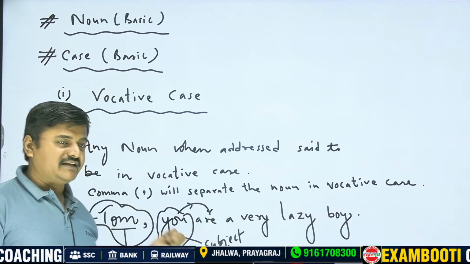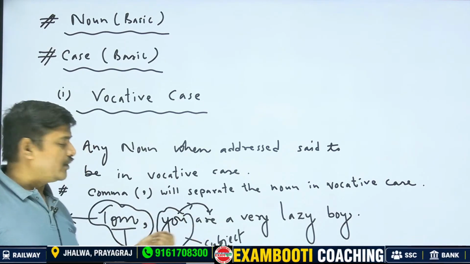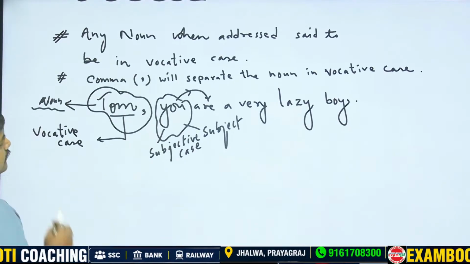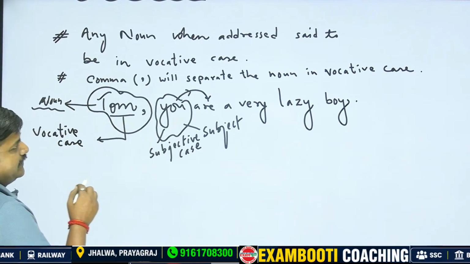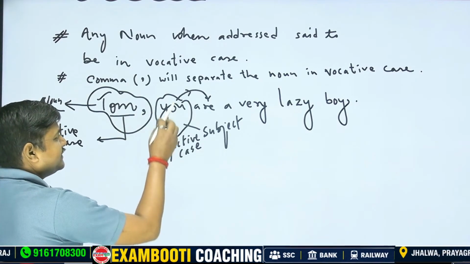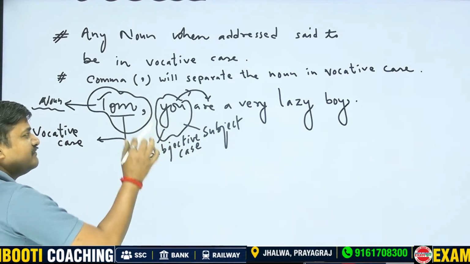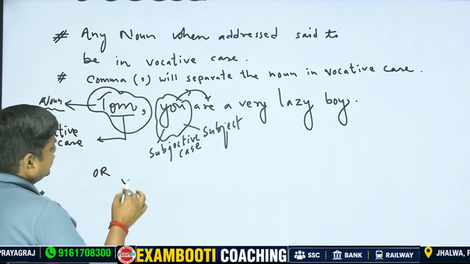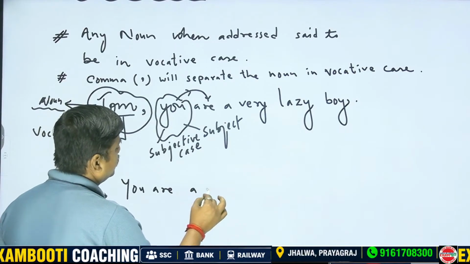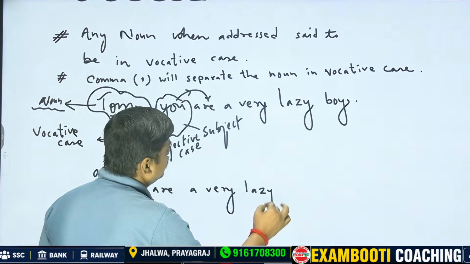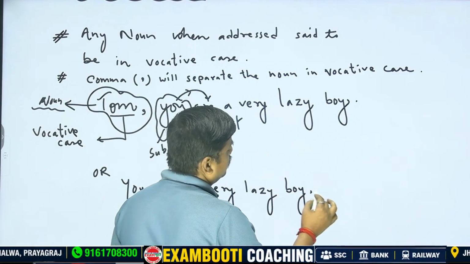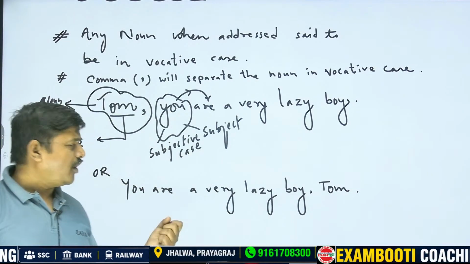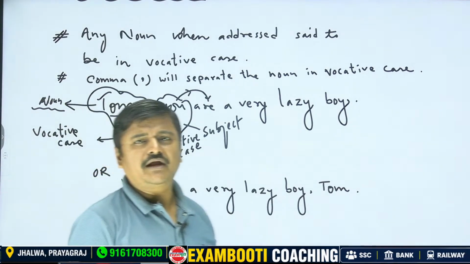You is in subjective case, you is the subject. That's why the verb is according to you, not according to Tom. And that's why you cannot write this you anywhere. Place of you is fixed, but you can change the place of Tom. You can also write this sentence like this. You are a very lazy boy, Tom.